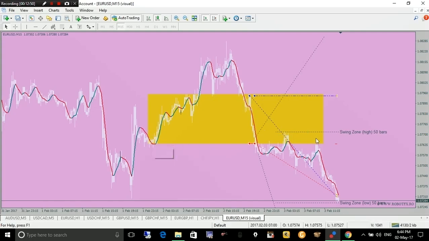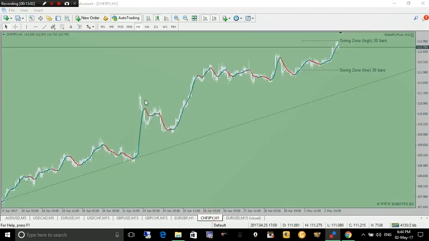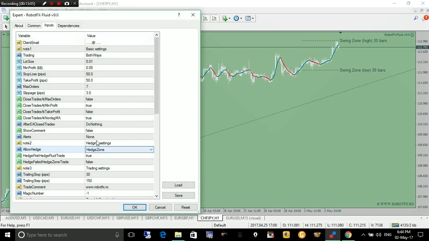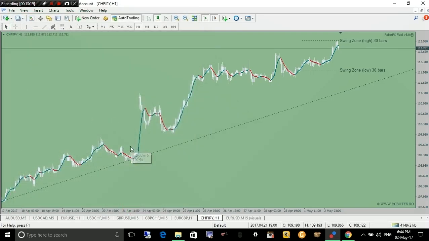Again, there are a little more things to say about the hedge zone. You should watch the auto recovery video as well. However, right now let's go to explaining the other option of hedging. But one more thing about the hedge zone: if you use the hedge zone, you might want to set the hedge failed hedge zone trade to true. You may or may not, it depends on you, because it can be risky. Sometimes it will make the expert advisor open an emergency hedge trade in case gaps such as this occur.